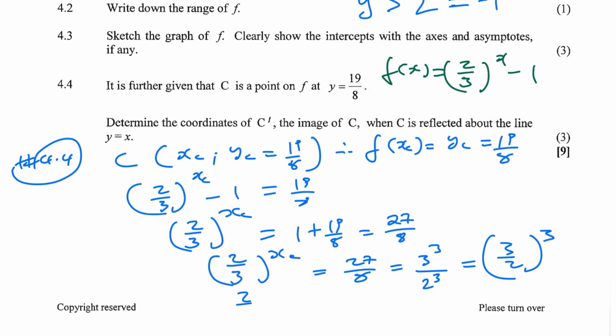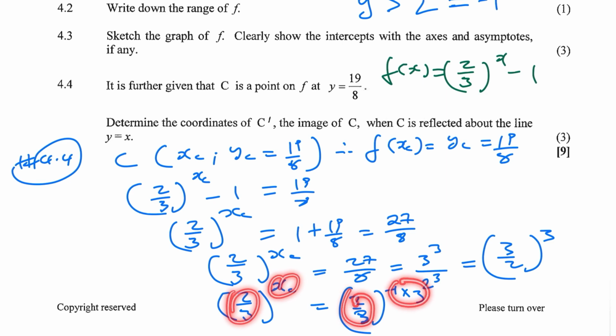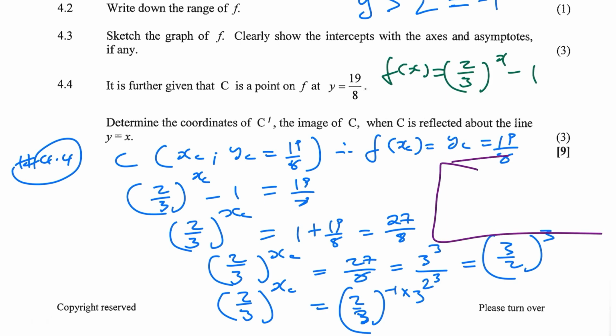So to make it 2 over 3, we just say 2 over 3 power negative 1 times 3. So it's going to be 2 over 3 instead of 3 over 2. Therefore, now the bases are the same. Now you equate the exponents. To equate the exponents, you're going to have xc is equal to negative 3, right? Because negative 1 times 3 is equal to negative 3.